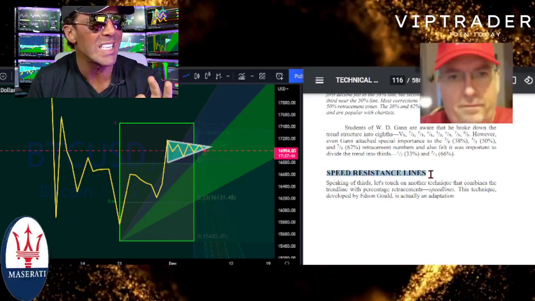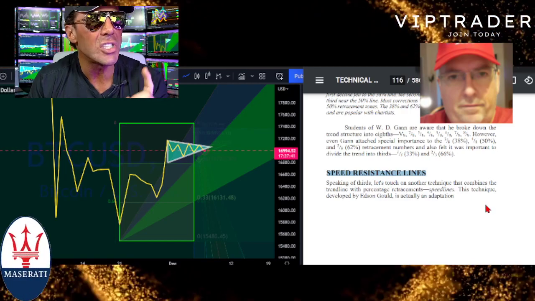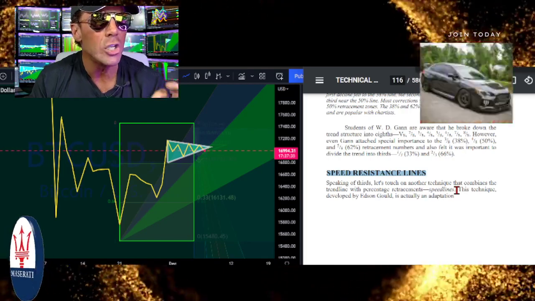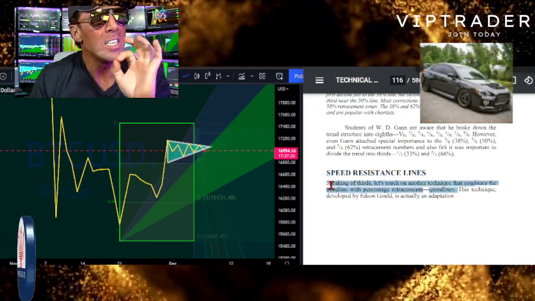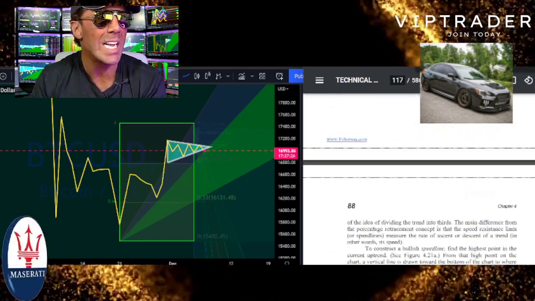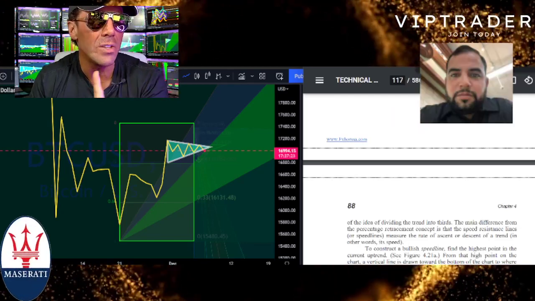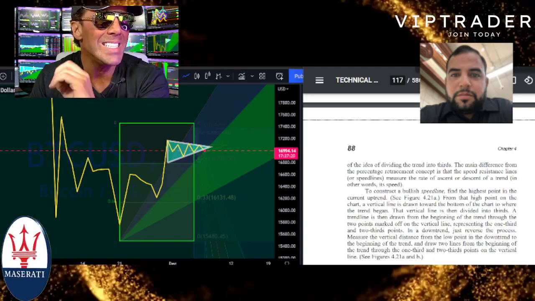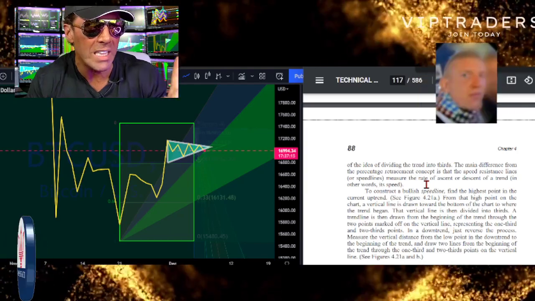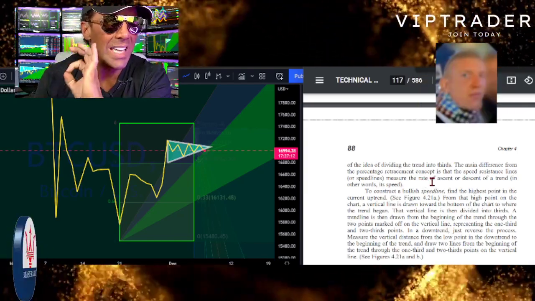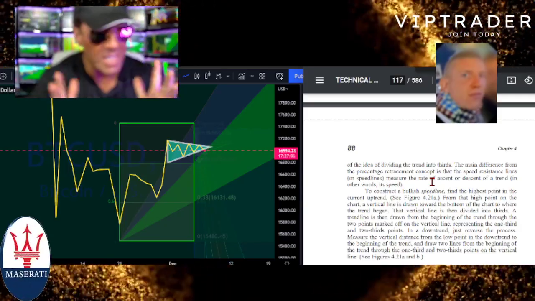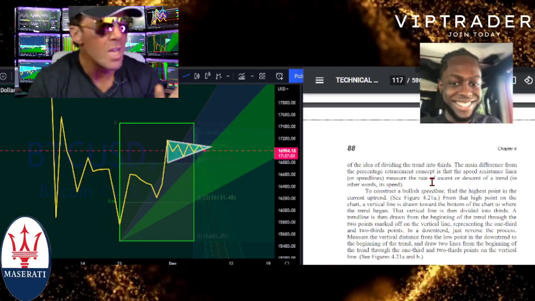In terms of speed resistance lines, speaking of thirds, let's touch on another technique that combines the trend line with percentage retracements. Speed lines. This technique, developed by Edson Gould, is actually an adaptation of the idea of dividing the trend into thirds. The main difference from the percentage retracement concept is that the speed resistance lines, or speed lines, measure the rate of ascent or descent of a trend. In other words, it's speed. Speed resistance lines measure the speed of a trend.